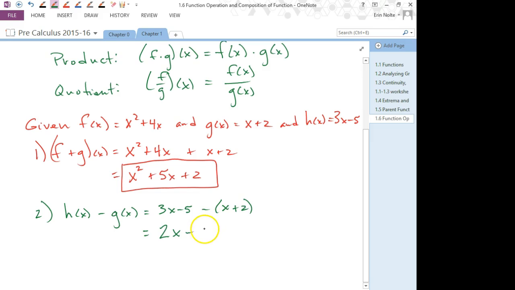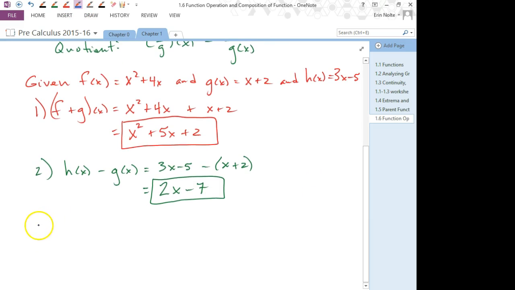Ooh. Did everybody distribute the negative to the 2? Okay, in subtraction that is a very common mistake. Okay, be very careful when subtracting functions. You need to distribute the negative through that minus sign. Okay, we good there?